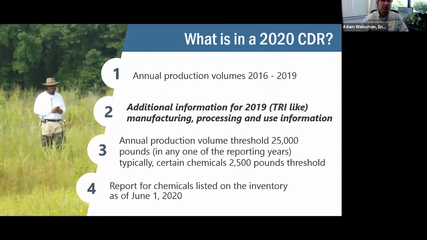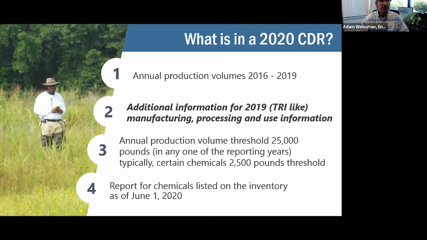So that information is not specifically required for the earlier years in the report. We need volumes for those years. I'll mention the threshold a few times during the presentation, but the most important threshold is the 25,000 pound production volume, PV, threshold in any one of the reporting years. So if you're triggering in any one of the reporting years, you're in this.